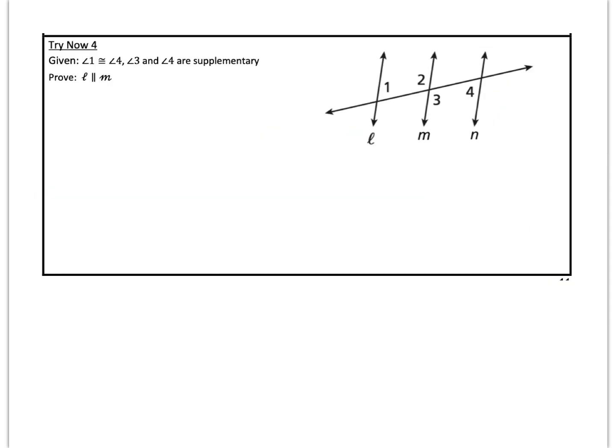Let's try one more example here. This one is a proof as well. And here we're given that angle 1 is congruent to angle 4. Let's mark that in our picture. 1 is congruent to 4. And then we're also given that 3 and 4 are supplementary.